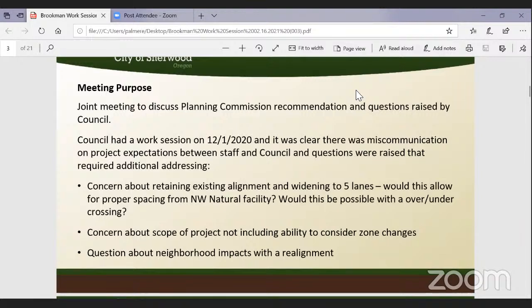Would there be a possibility for some kind of grade separated crossing in this area as well? And then there were some concerns about the scope of the project not including the ability to consider zone changes at this immediate time. And then questions about neighborhood impacts with a realignment.